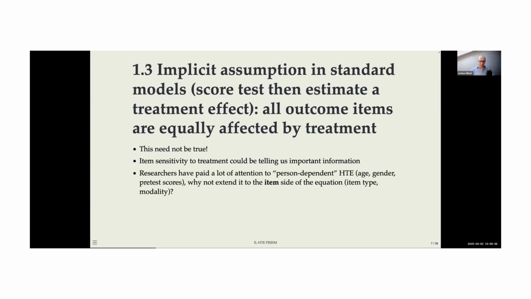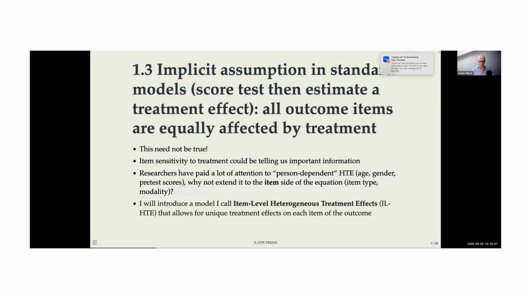outcomes. And while I think it will surprise no one here to learn that researchers have paid a lot of attention to heterogeneous treatment effects, or HTE, at the person level. For example, do treatment effects vary by age, by gender, by pretest scores, by site? Again, I'm arguing why not extend this exact same logic to the item side of the equation? Do treatment effects vary by, for example, a multiple choice item versus an open response item, easy items versus difficult items, one-digit addition versus two-digit addition, and so forth?